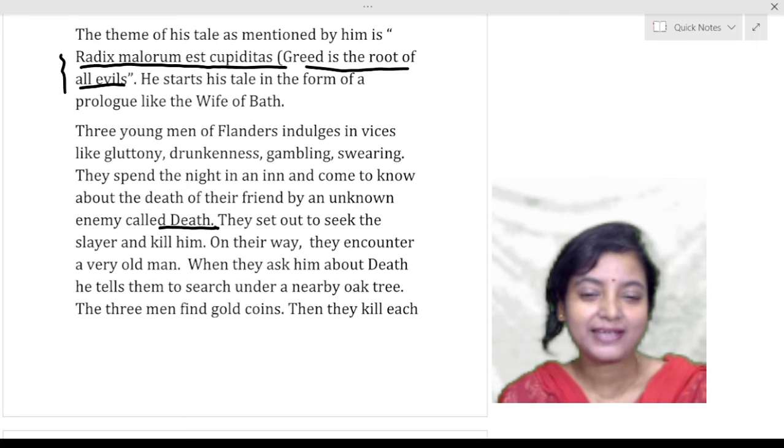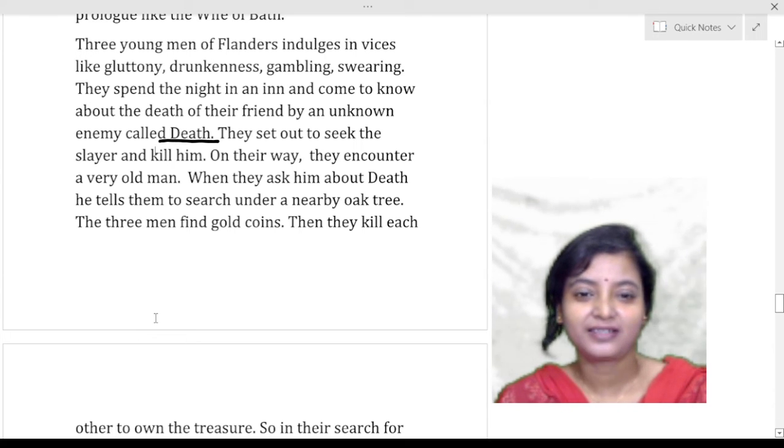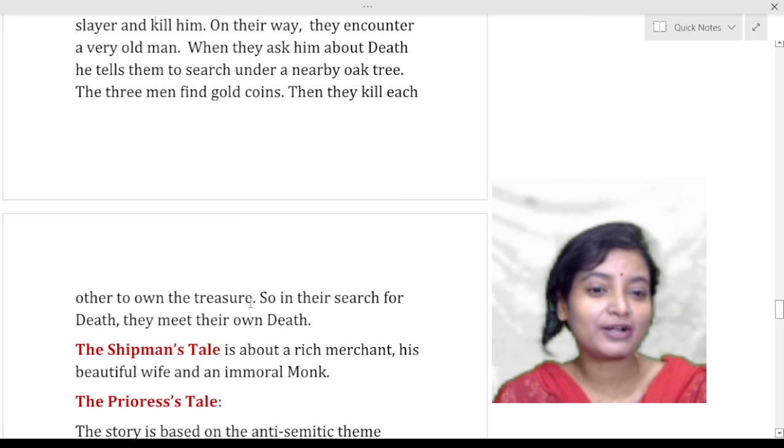On their way, they encounter a very old man. When they ask him about death, he tells them to search under a nearby oak tree. The three men find gold coins. Then they kill each other to own the treasure by themselves. So, in their search for death, they meet their own death.